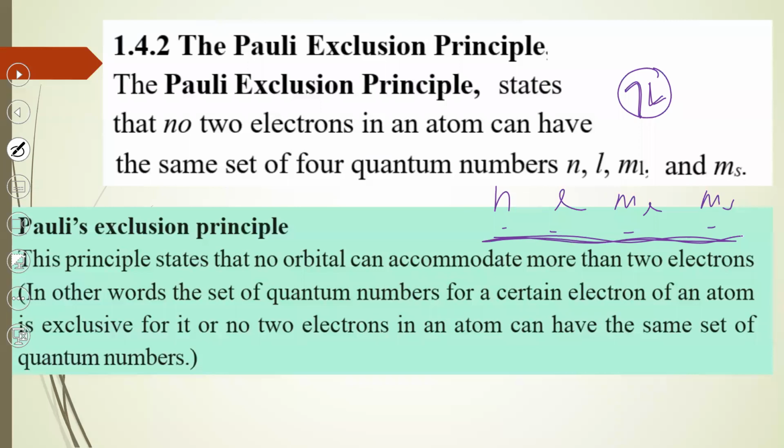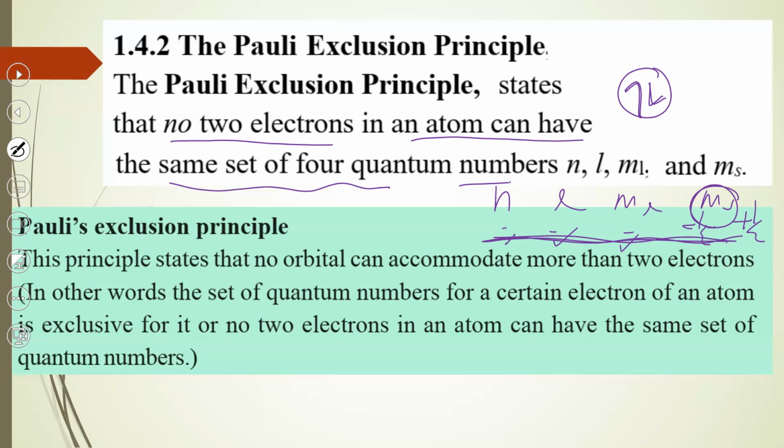That is the principle. 2 electrons can have the same n value, same l value, same ml value, but the ms value may differ. If one is plus half, then the other one is minus half. In this way, you can denote the quantum numbers, right? So the message is what? No 2 electrons in an atom can have the same set of 4 quantum numbers. That is one way of expressing the idea.